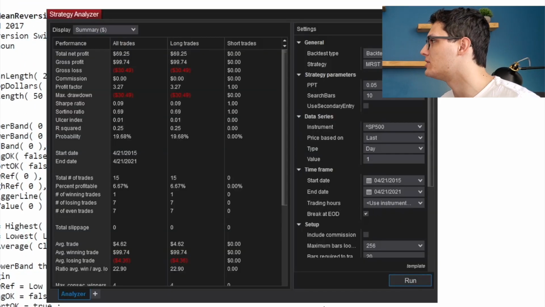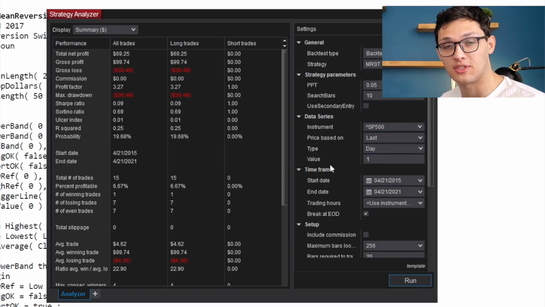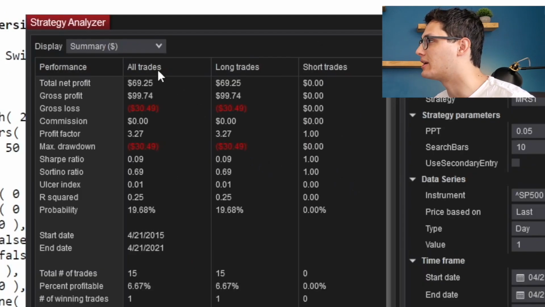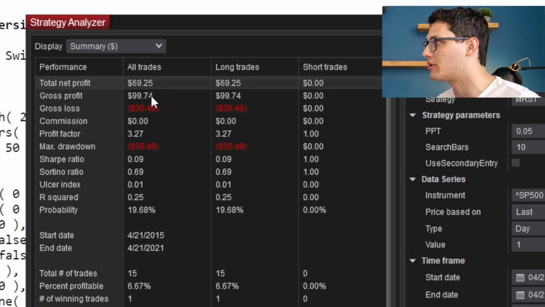So I ran the trading strategy for the MRST. I ran it over a 5-year period from April 21st, 2015 all the way through 2021. And here's what I got. In total, I made a profit of $69.25 with some of that going to taxes.